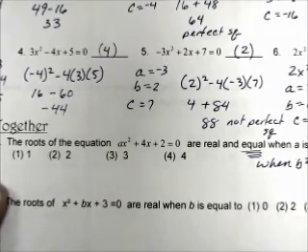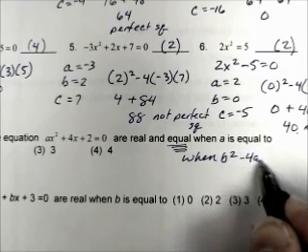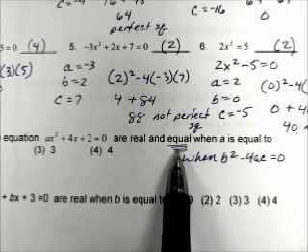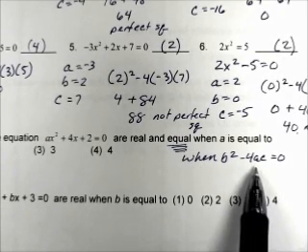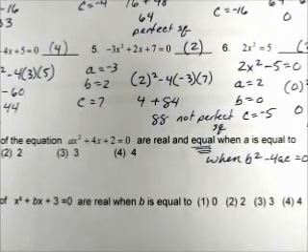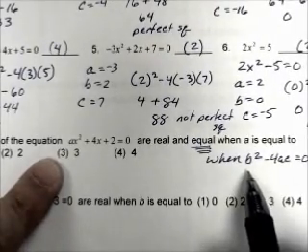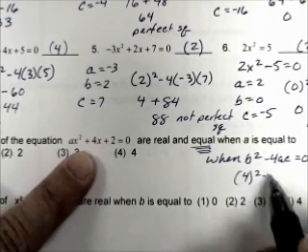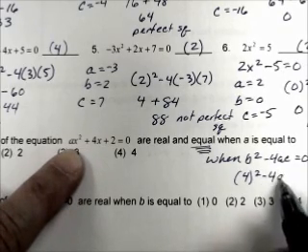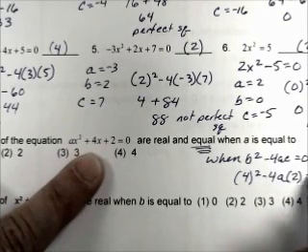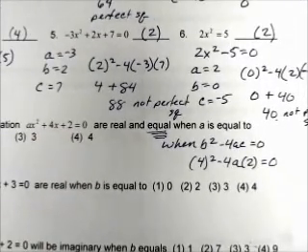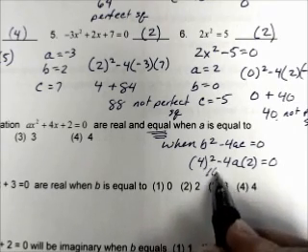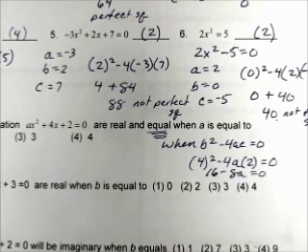When b squared minus 4ac is equal to 0. The roots of the equation are real and equal when the discriminant value is equal to 0. So let's substitute in. B is 4, so 4 squared minus 4 times A is A, and C is 2. All right. When does this equal 0? 16 minus 8A equals 0. Solve this for A.